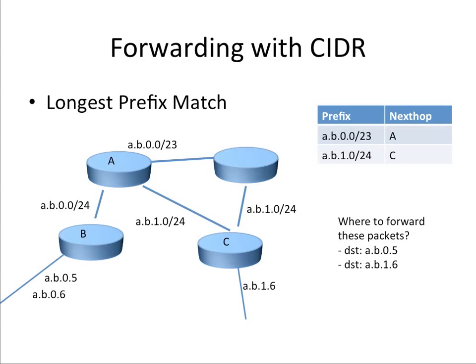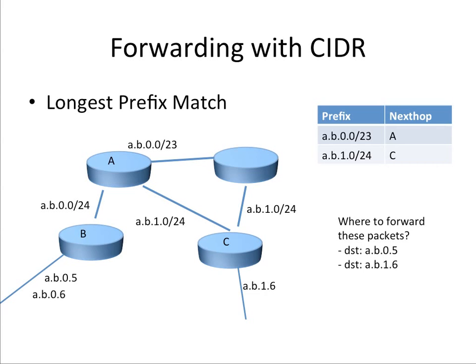Here's another example. Let's imagine B has these IP addresses a.b.0.5, a.b.0.6. So B is going to advertise, okay, I have a.b.0.0/24 to A.